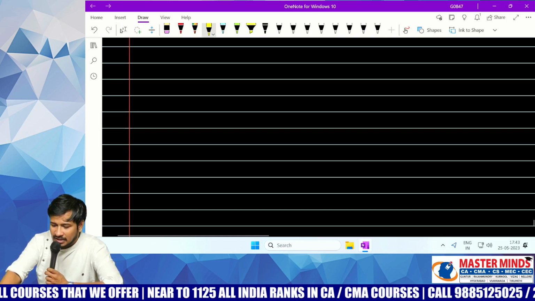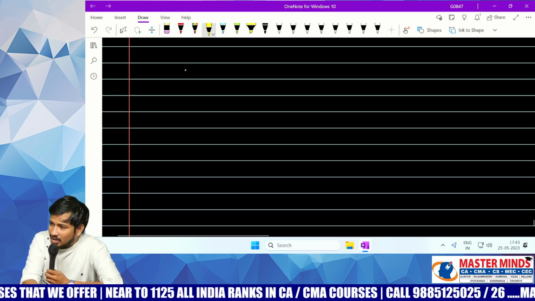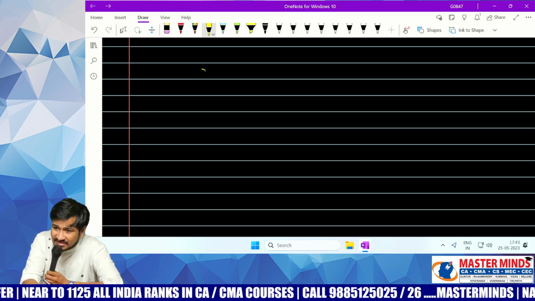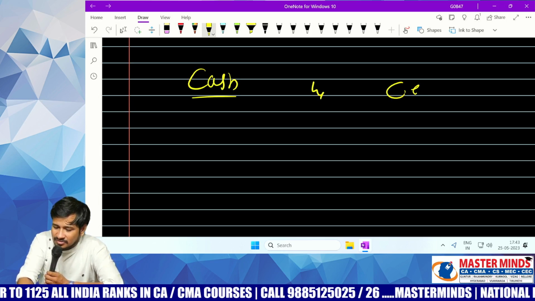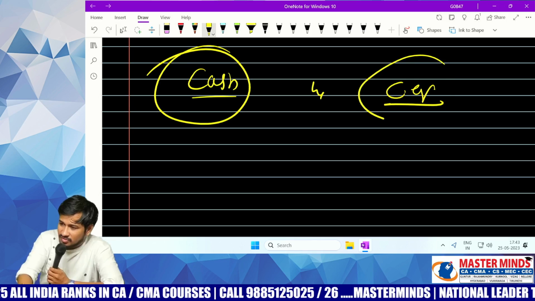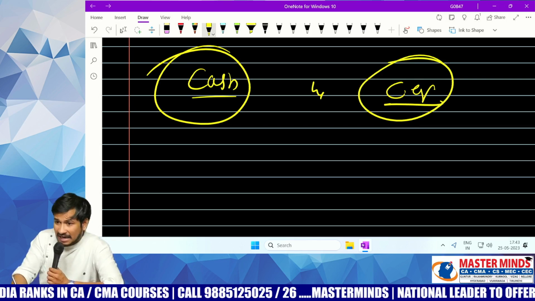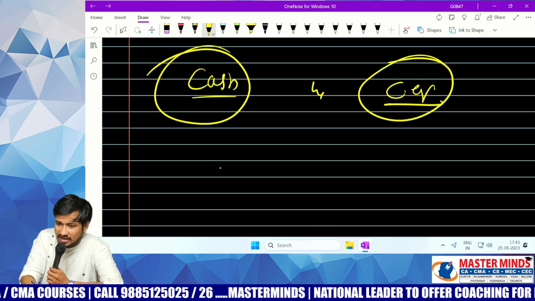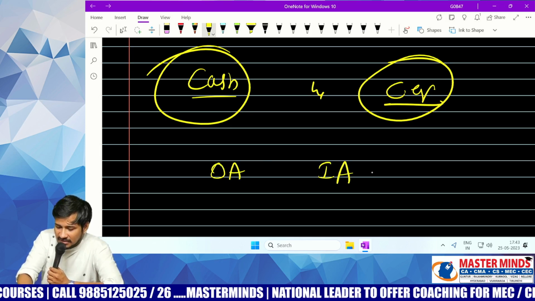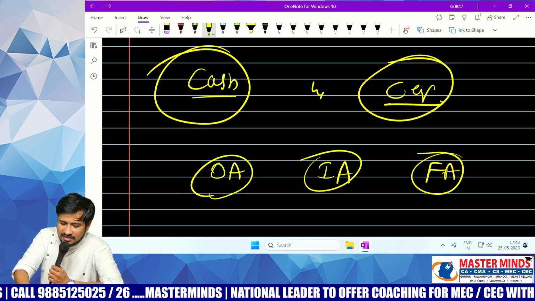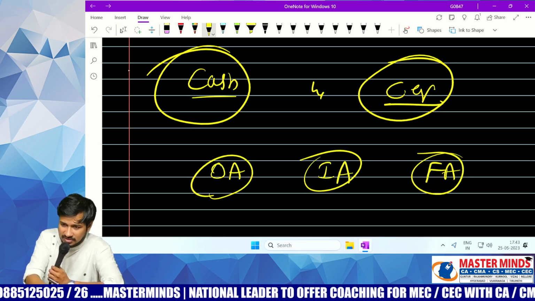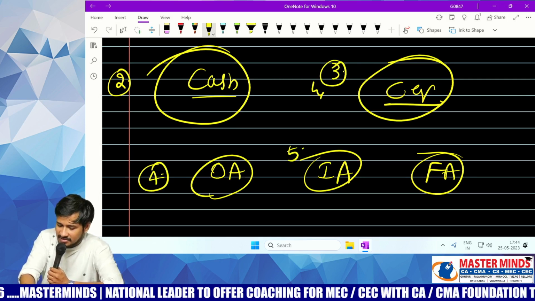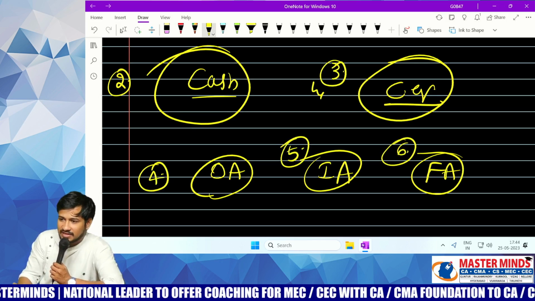Clear, everybody? This statement reconciles the opening and closing balance of cash and cash equivalents. So our next work is to learn the definitions of cash and cash equivalents, and also, with respect to activity-wise, what are the 3 activities we are having? Operating, investing, financing. Tomorrow our work is all about learning the definitions: number 2, cash; 3, cash equivalents; 4, operating activities; 5, investing activities; 6, financing activities.